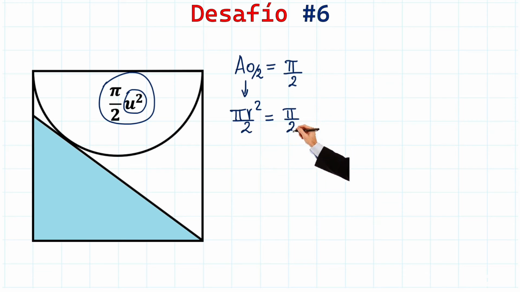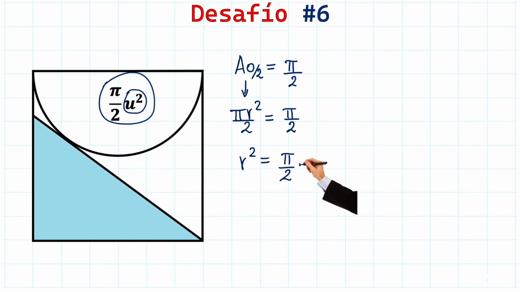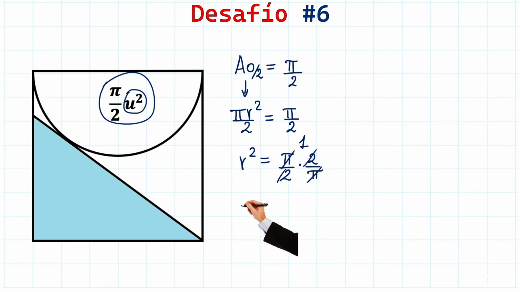Alright, so what are we looking for? To find the radius of the semicircle. Let's multiply by this 2 and divide by this pi. On the left side we have r squared. On the right side we get pi halves multiplied by the 2 on top, and the pi in the denominator. You can see everything simplifies, and we end up with 1. We have r squared is equal to 1.